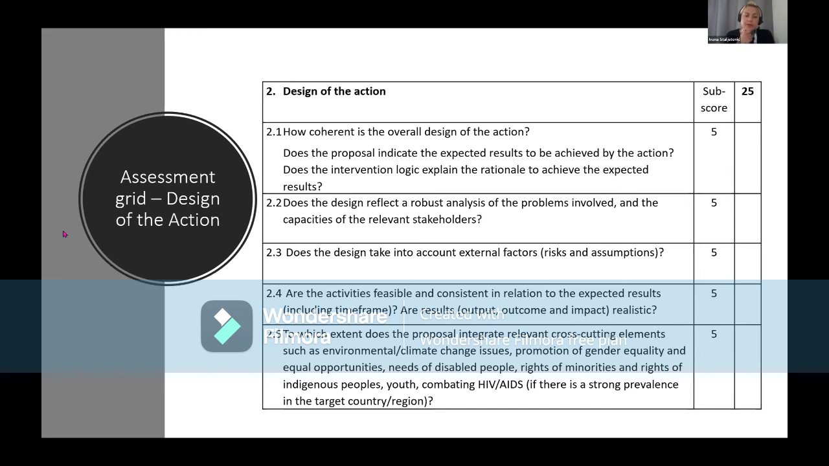And then the last question is, to what extent does the proposal integrate relevant cross-cutting elements? We already explained to you which are the cross-cutting elements in the previous slide, so I will not read them again. And you can receive up to 5 points here as well.